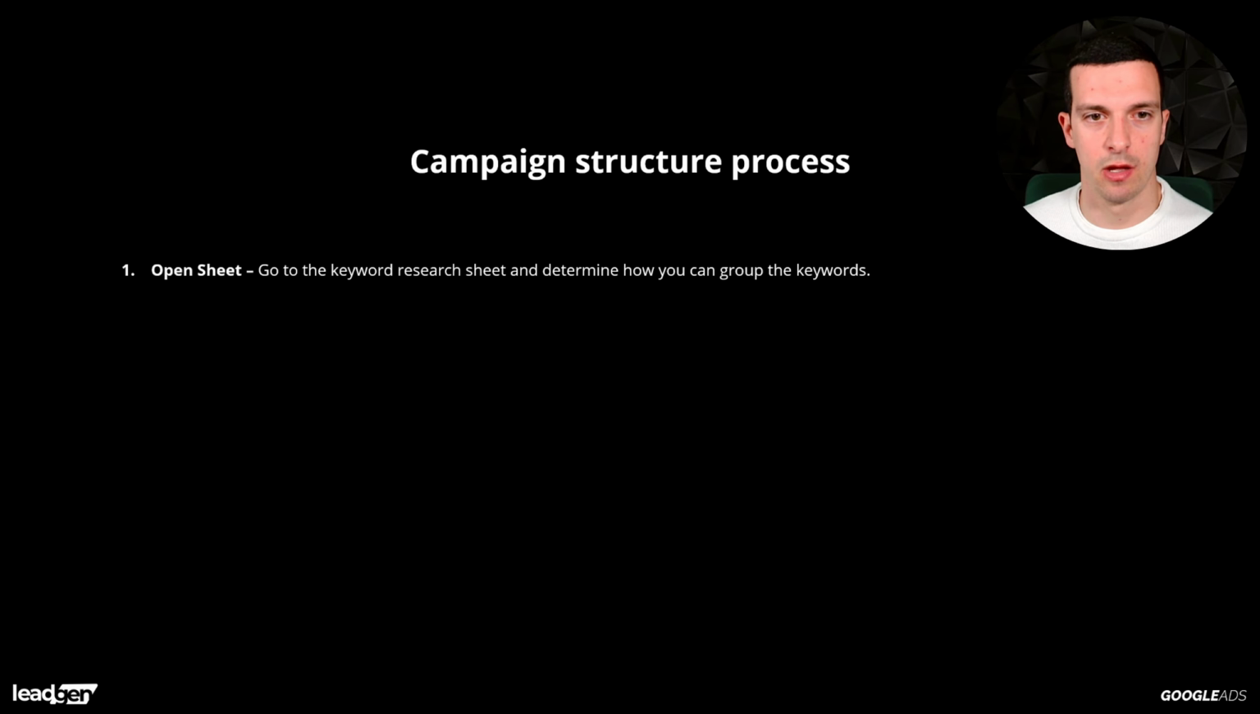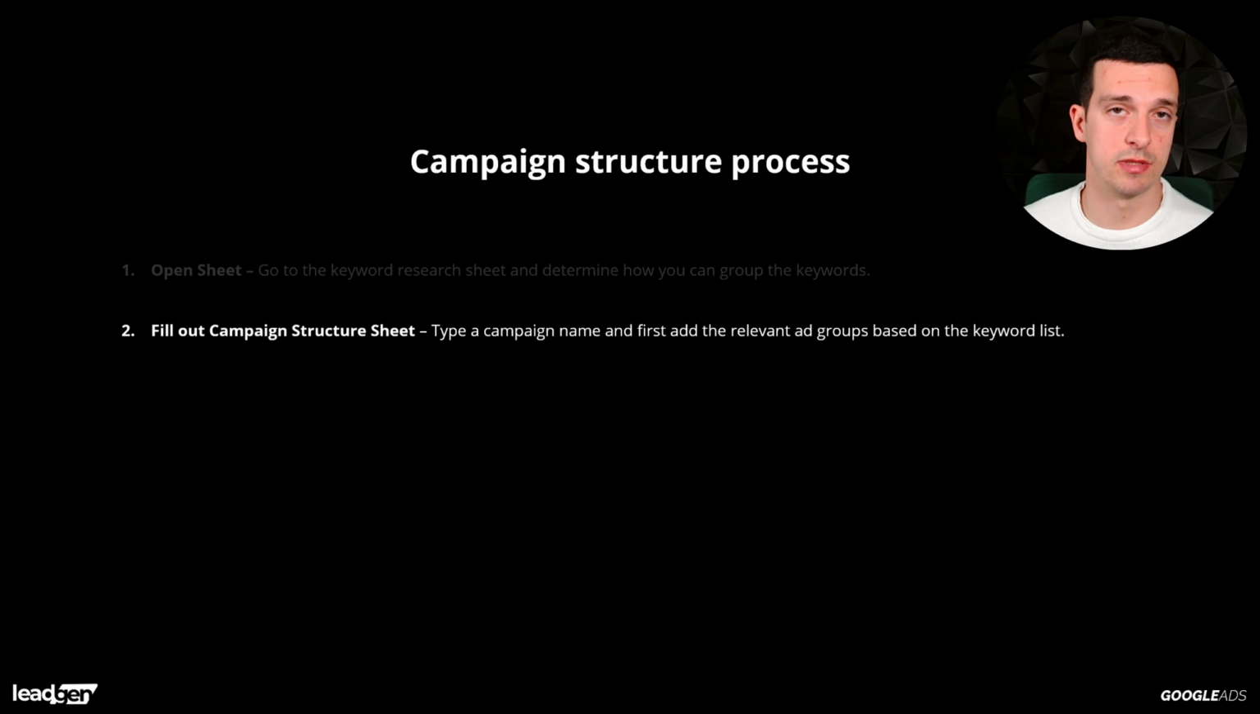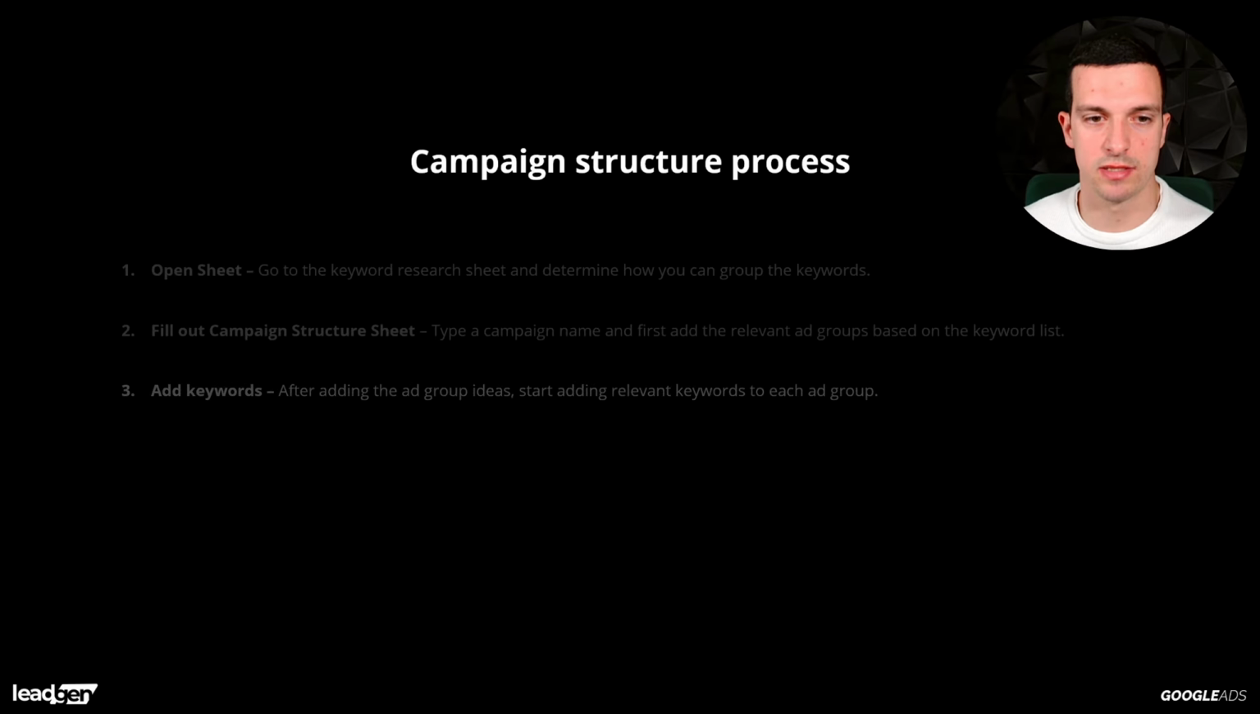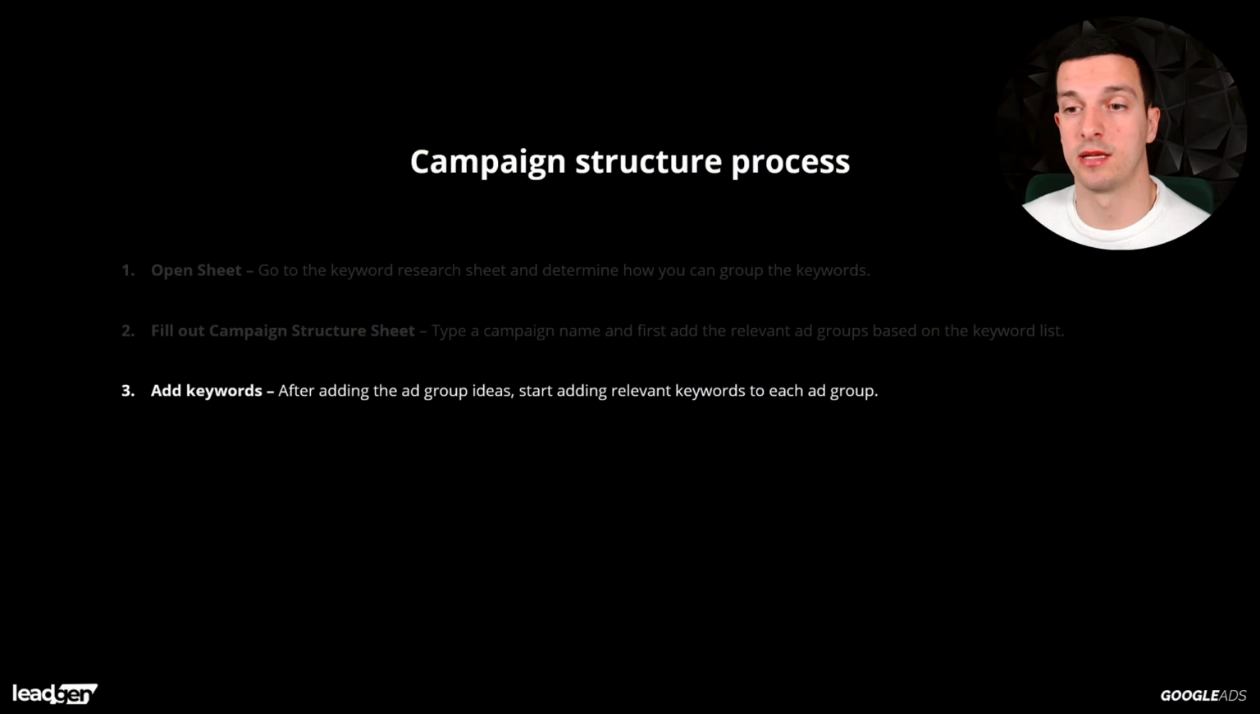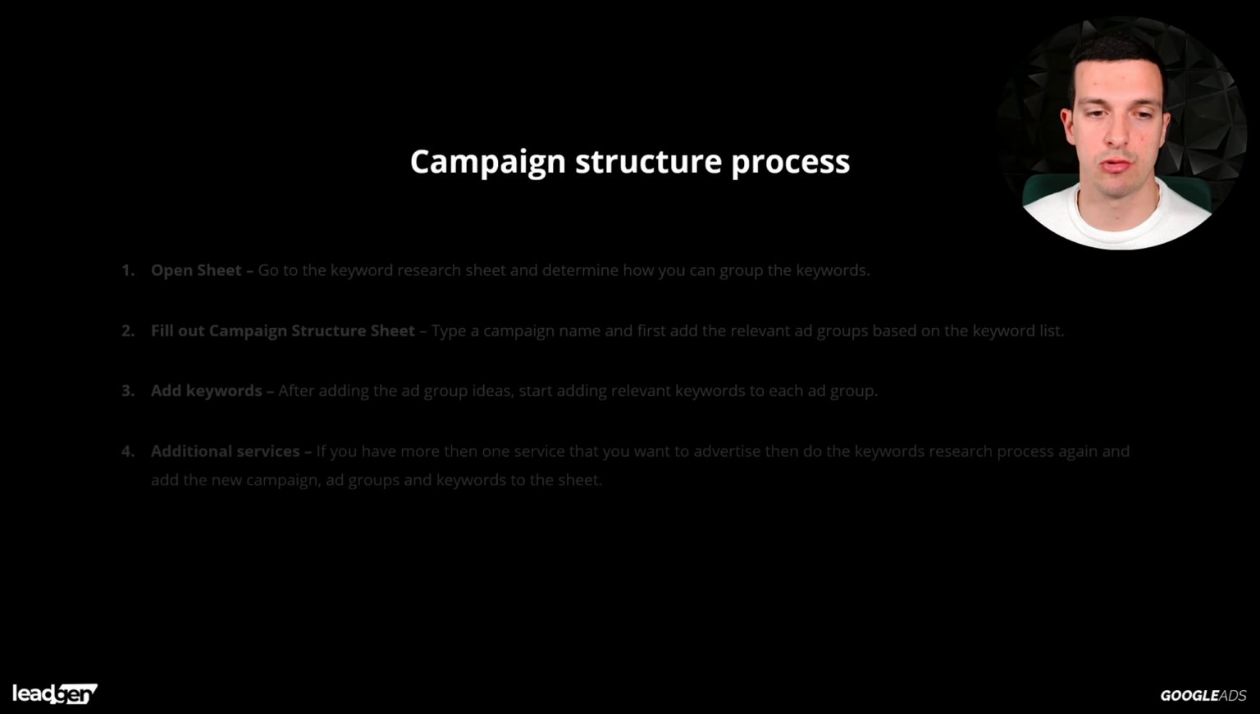Campaign structure process. Open sheet, go to the keyword research sheet and determine how you can group the keywords. So we're gonna open the same sheet. In the first phase, we created the keyword list with the volumes. Now we're gonna split it up into some ad groups. Fill out campaign structure sheet, type a campaign name, and first add the relevant ad groups based on the keyword lists. Add keywords. After adding the ad group ideas, start adding keywords to each ad group.